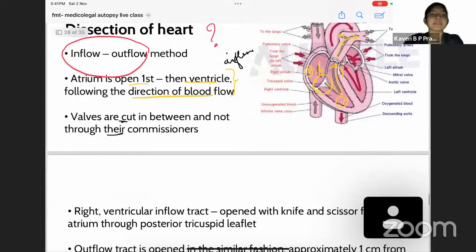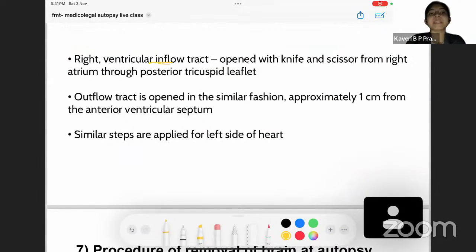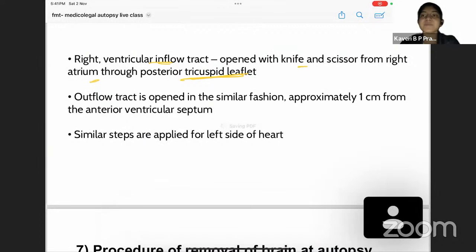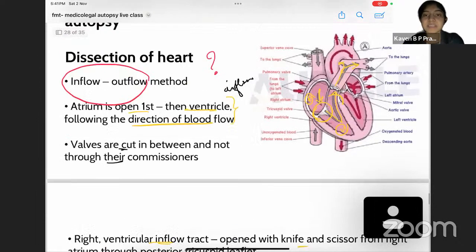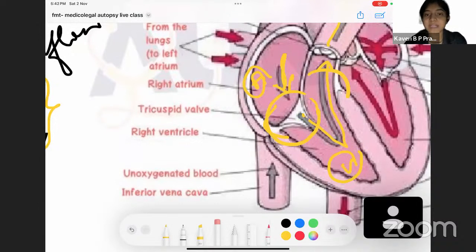Next, on the right side, the ventricular inflow tract is opened with a knife and scissor from the right atrium to the posterior tricuspid leaflet. That is, whenever you come to the valves, so these are the valves. As you can see in the image, this is nothing but the valve. Which are the valves that you can see in the image? This is nothing but the valve that is there. And I'll mark it with a green pen. Here on the right side, what is the name of the valve? It is nothing but the tricuspid valve. In the left, we have the mitral valve.